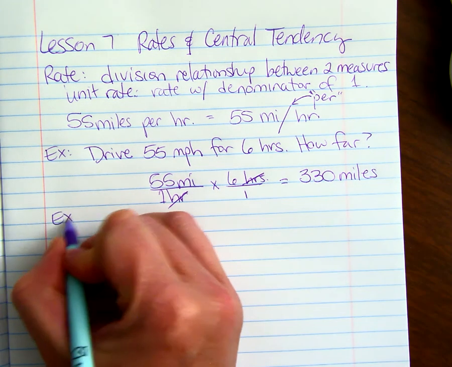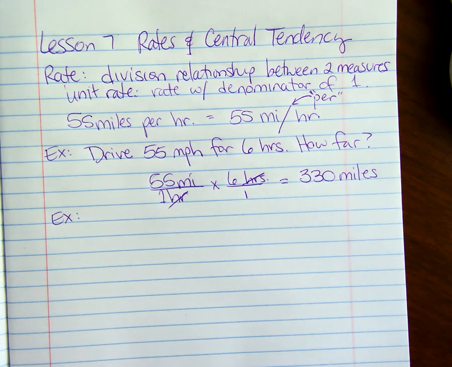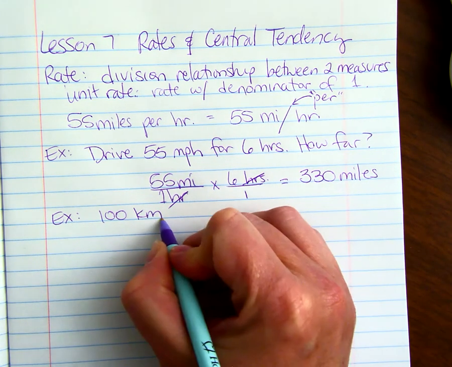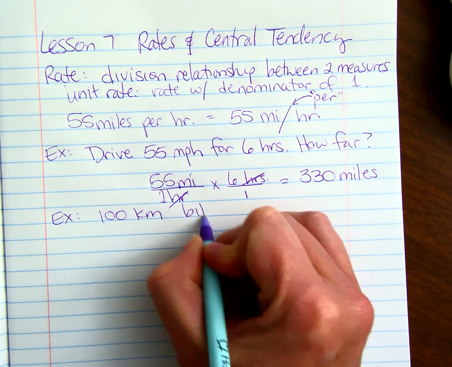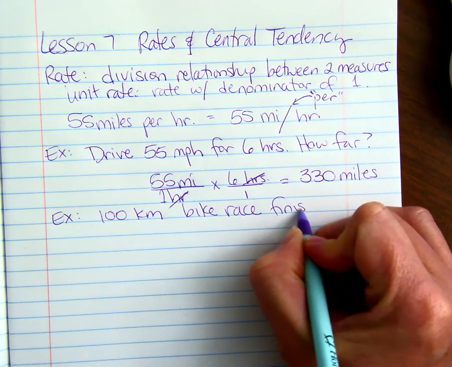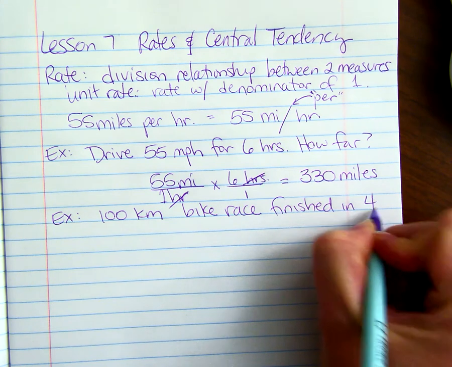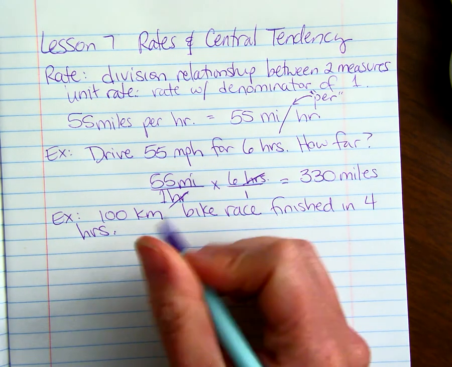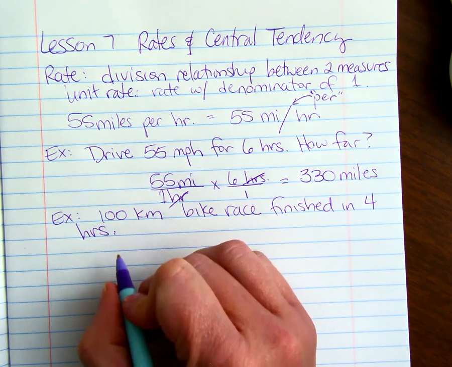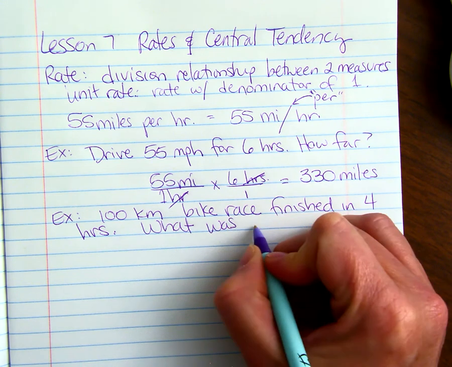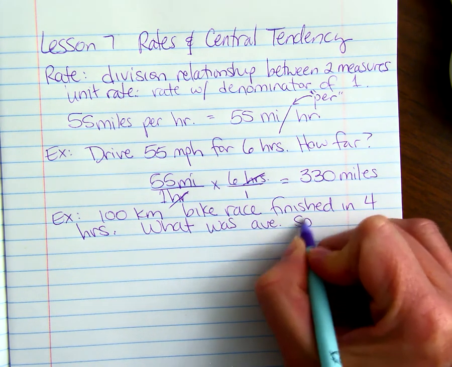Here's another example. A 100-kilometer race. Wait, it was a bike race. It finished in 4 hours. What was the average speed in kilometers per hour? Let's just put, what was the average speed.